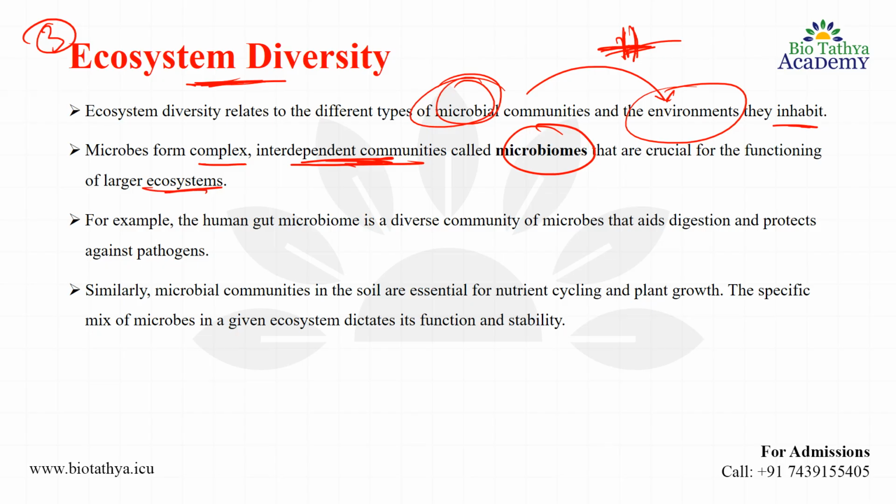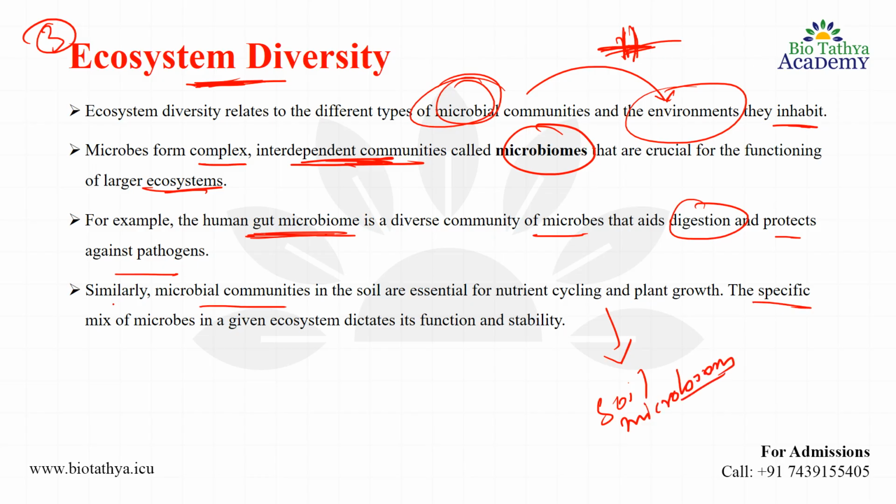Here they have given an example of ecosystem diversity. There is the human gut microbiome, where not only the microbes are responsible, the gut is also responsible for the diversification. It is a diverse community of microbes that aids in the digestion process and protects against pathogens. Similarly, microbial communities in the soil are essential for nutrient cycling and plant growth. This deals with the soil microbiome.